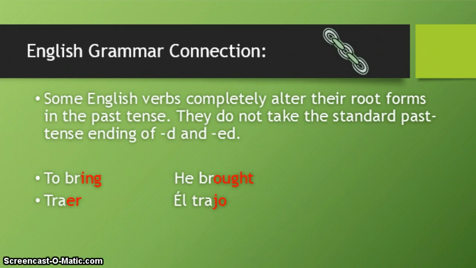Same thing goes with some of the verbs that we conjugate in the past tense in Spanish. We have some irregularities and they don't always follow the same pattern. Traer is not a regular ER verb. I have a stem change. So notice that I have a J. This is going to be one of the J verbs that we learned in this video. Él trajo.